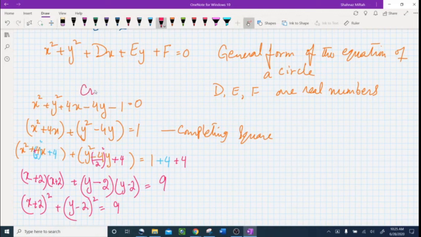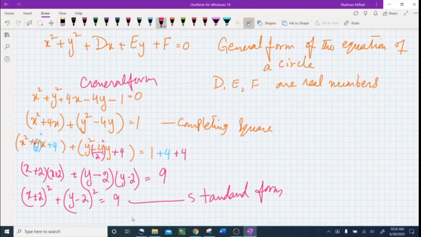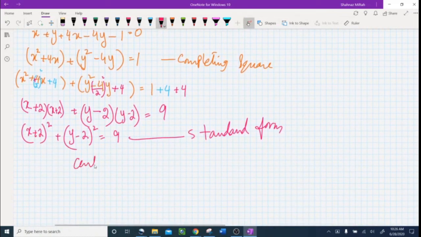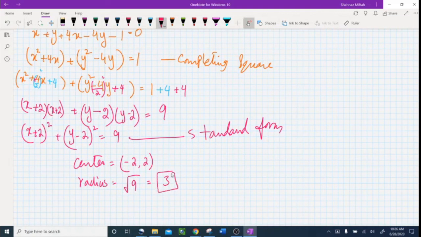That's my general form of the equation, and this is my standard form of the equation. So I changed it. That's my h, that's my k, which is the center. My center in this case is going to be negative 2 and positive 2, because the signs change, remember. The radius is already squared, so the square root of 9 gives me 3. So the radius is 3 because 9 is a perfect square.